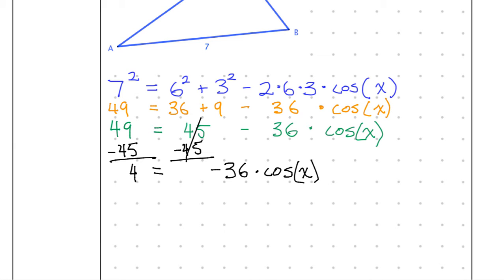Now what can I do? Right now 36 is being multiplied by cosine of x. I need to undo this multiplication. What am I going to do to both sides? I'm going to have to cold call again probably if those people don't want to participate.